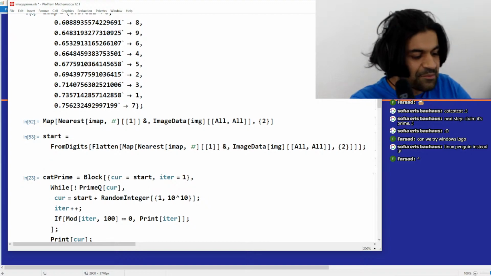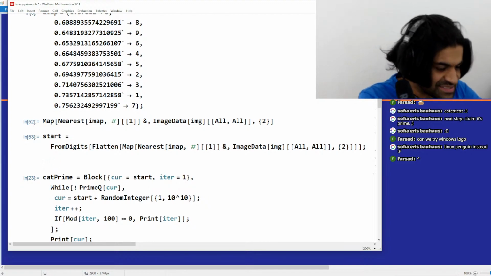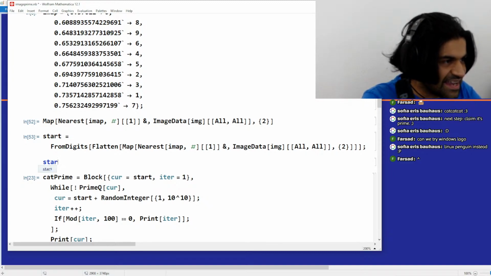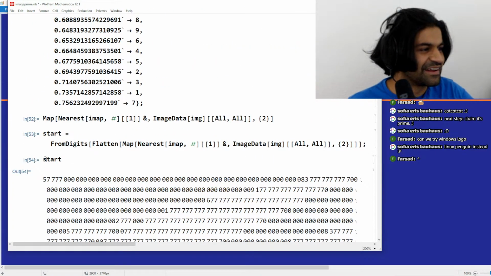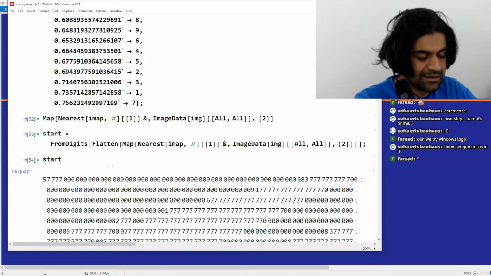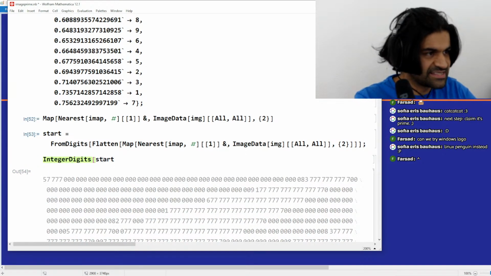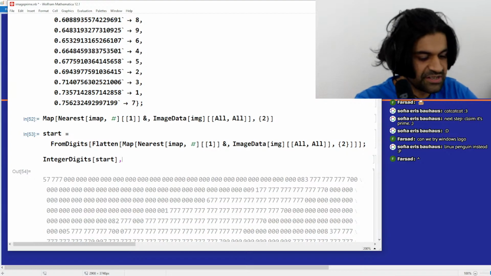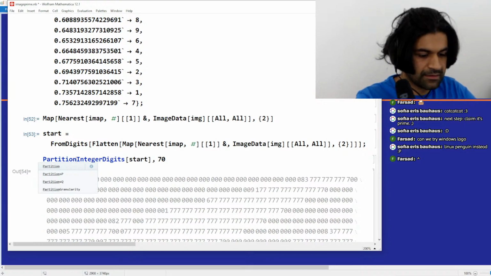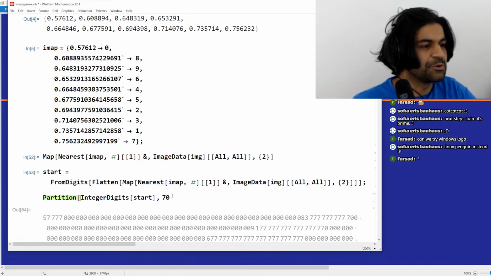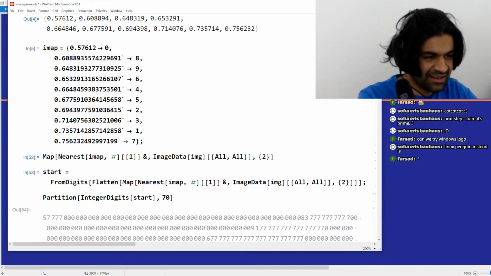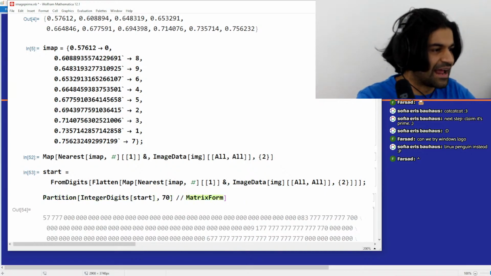So start is the number from which I start my, oh my goodness, my caps lock is on. S-T-A-R-T. Okay, so this should be the Windows logo. Let me render it properly. So integer digits, start, and I want to partition it into a 70 by 70 grid, right? Actually, wait, do I have that code sitting around still? No, I deleted it. Okay, it's fine. So I partition this into a 70 by 70 grid. Then I look at it as a matrix, and then I rasterize it. So I can zoom in and out, basically.